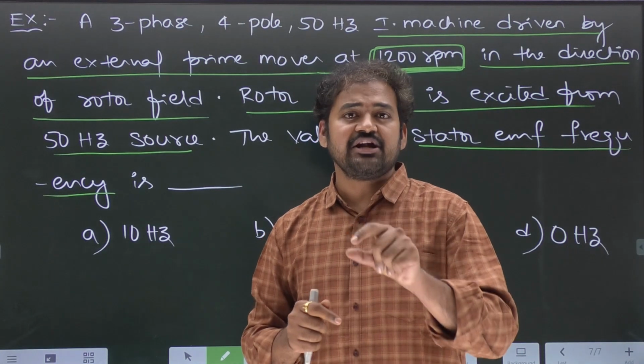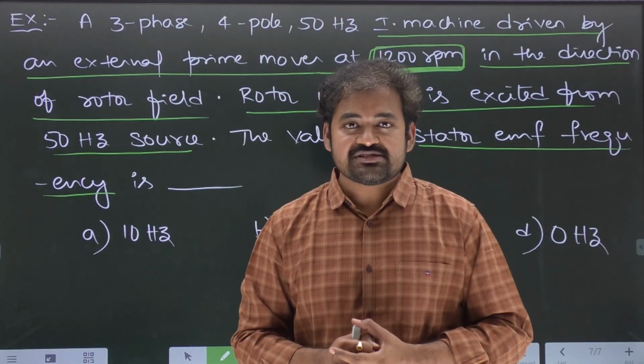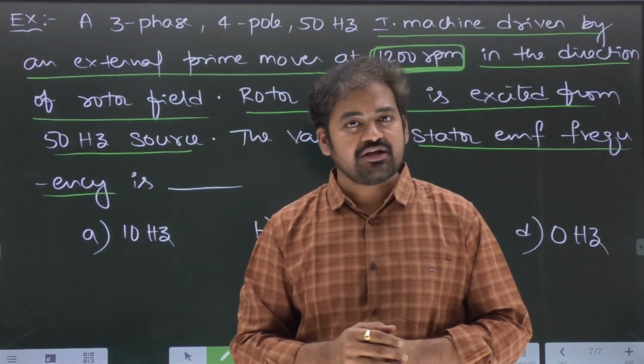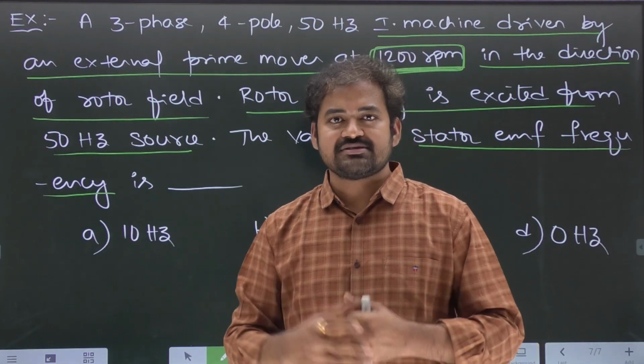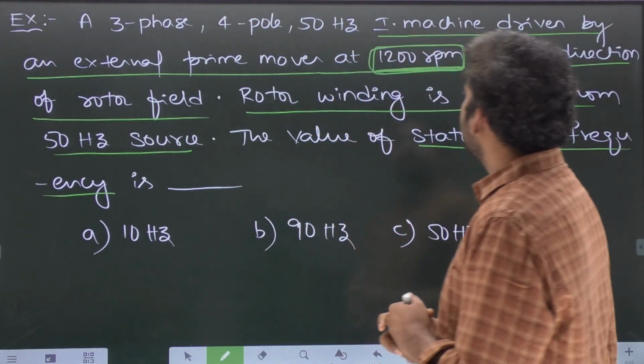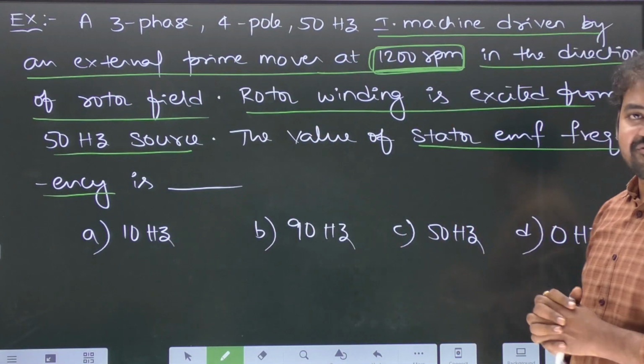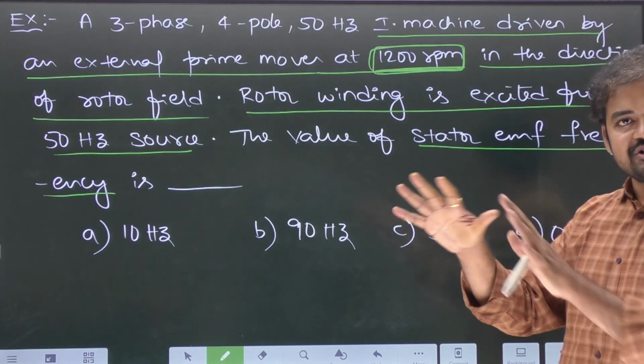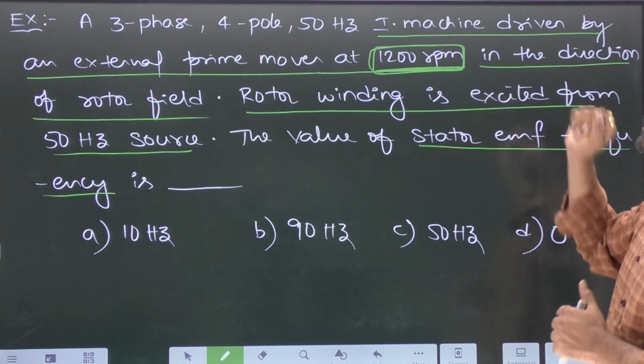As the machine is excited from the rotor side, slip speed is defined as the relative speed between the rotor field and stator conductors. Alright, so let's try to answer that. Please take a screenshot of this problem and try to solve it on your own once you finish this lecture. Okay, just to look at that.